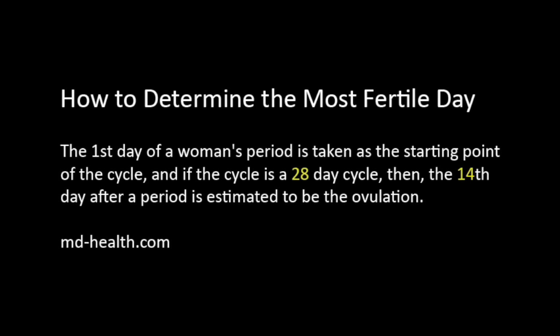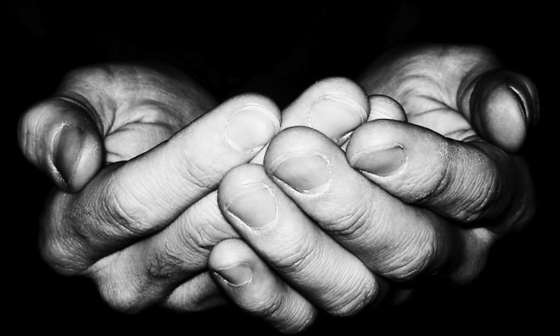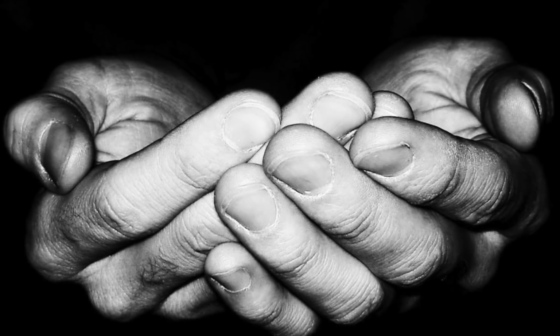What's more is that the day of ovulation can be found on the human hands as well. This comes from mdhealth.com, and it says, how to determine the most fertile day. The first day of a woman's period is taken as the starting point of the cycle, and if the cycle is a 28-day cycle, then the 14th day after a period is estimated to be the ovulation, which means that the egg drops right between the number of digits of one's hands. 14 for the left and 14 for the right, and on the 14th day, the egg drops.